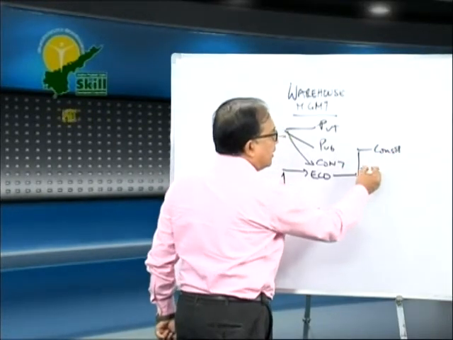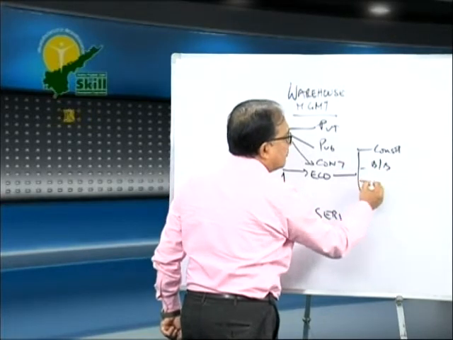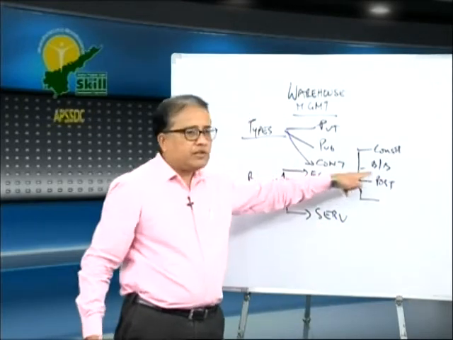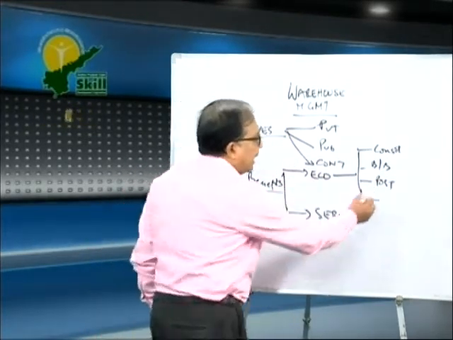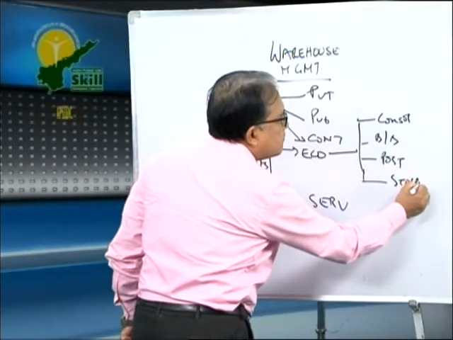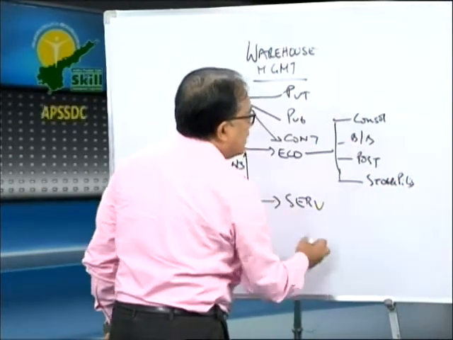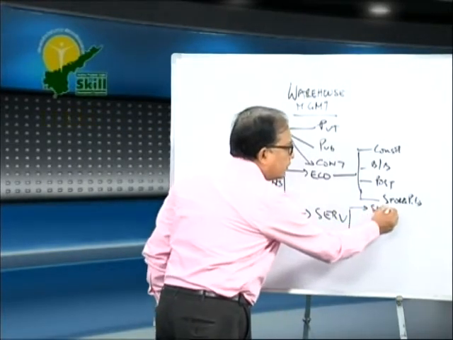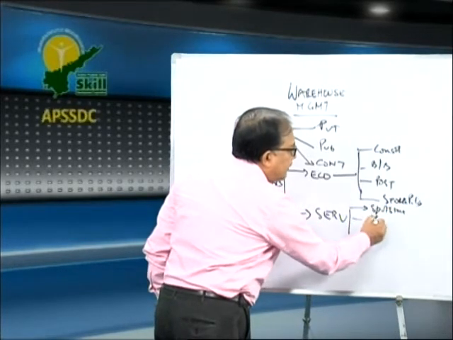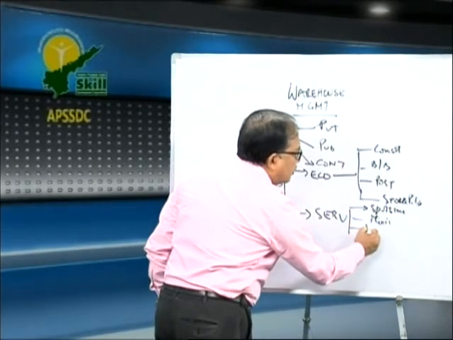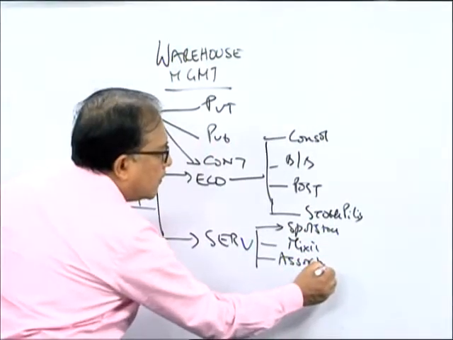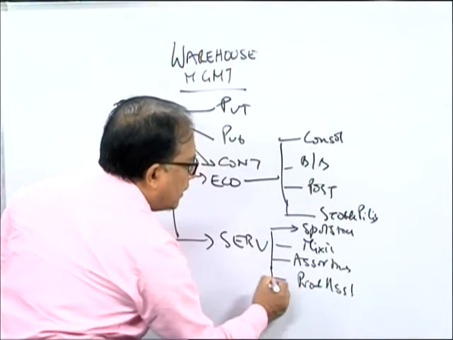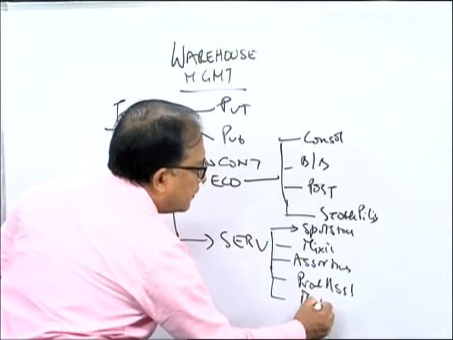In economical benefits, we again discussed consolidation, break bulk, postponement, and stockpiling. Under service benefits, we discussed spot stock, mixing, assortment, production assistance, and market assistance.